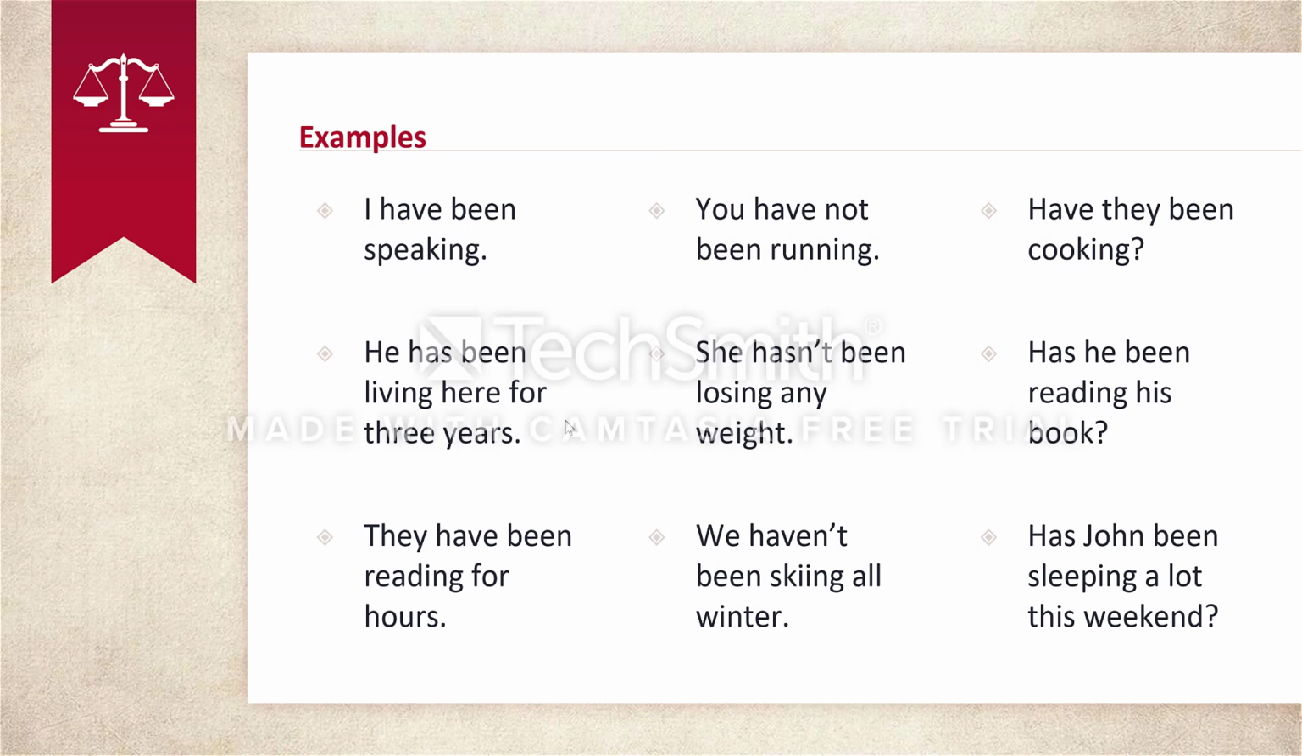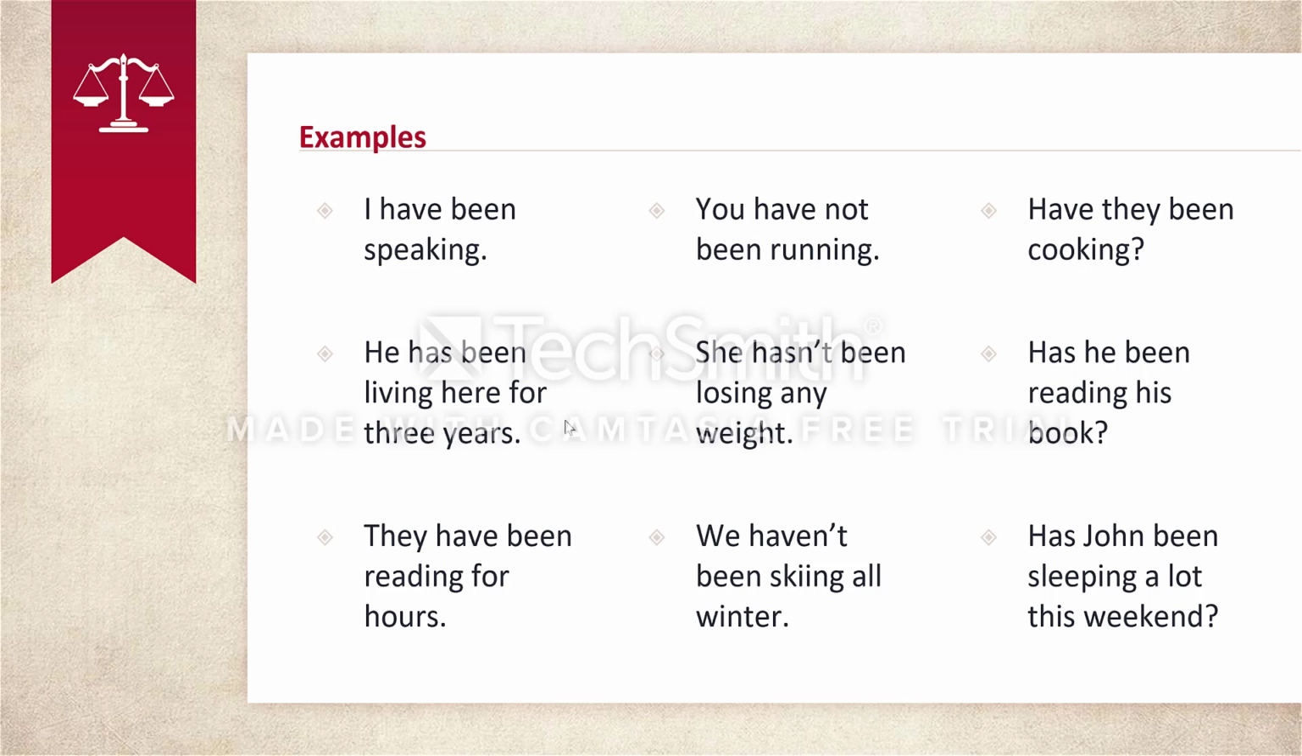The examples, again, I've organized them in columns. We have the positive, the negative, and the question. So let's read the affirmative sentences first. I have been speaking. He has been living here for 3 years. They have been reading for hours. In the negative, you have not been running. She hasn't been losing any weight. We haven't been skiing all winter.